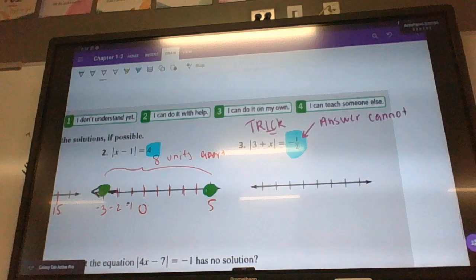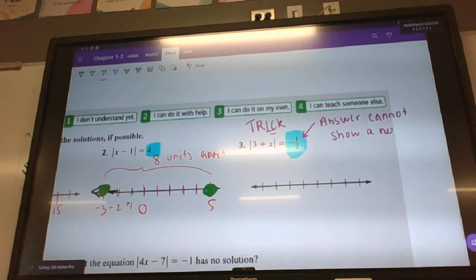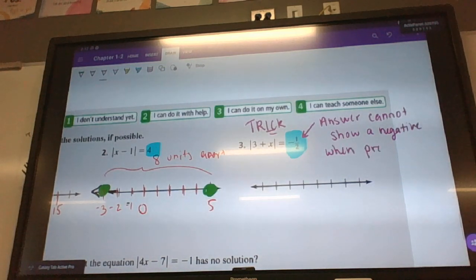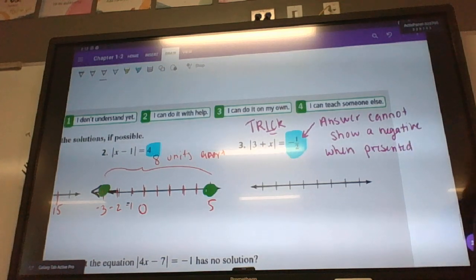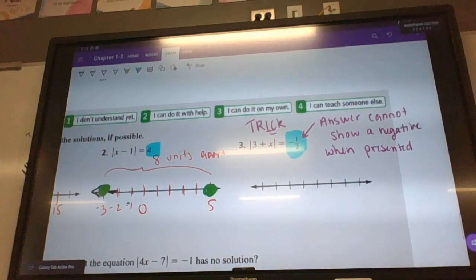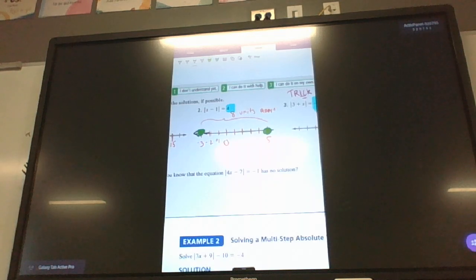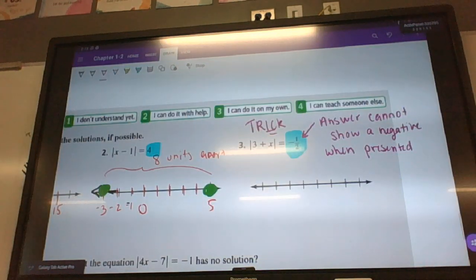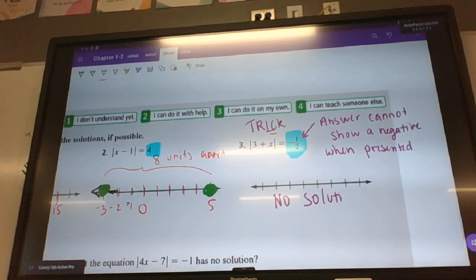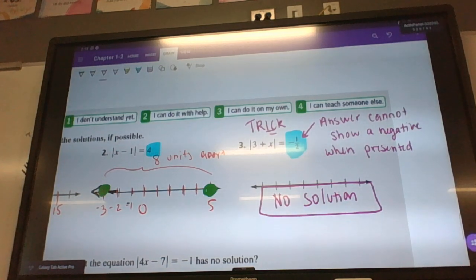The answer cannot be solved. The absolute value cannot show a negative. So we're going to call this one no solution. If the bars are there and it shows you a negative, it's no solution.